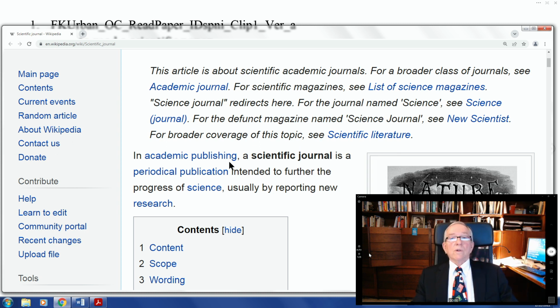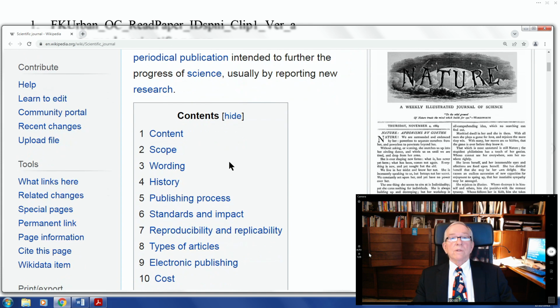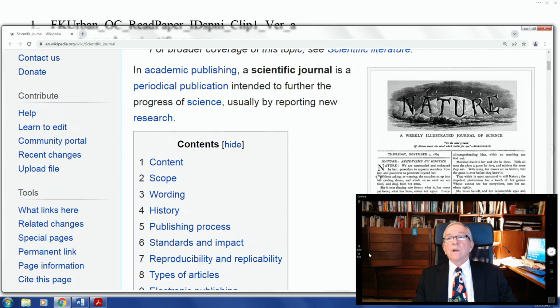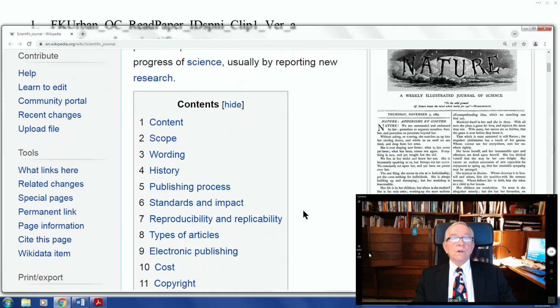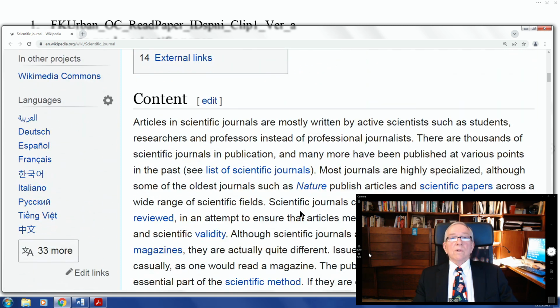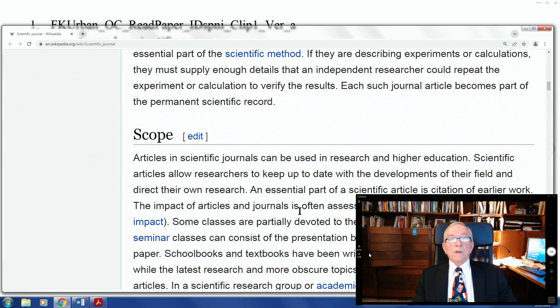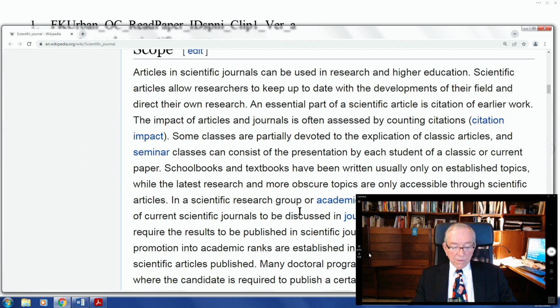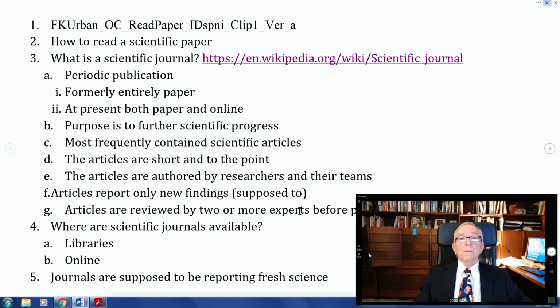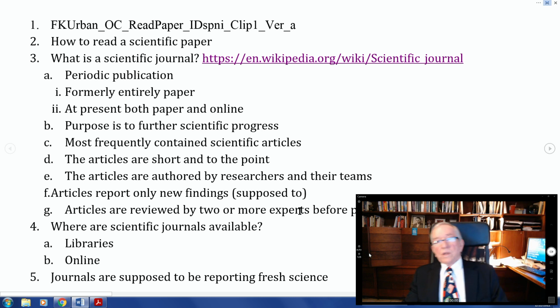If we take a look at the rest of this article, we can see it has information about standards and wording. Here's a paper from Nature, which is a journal, and it talks a little bit about the content, scope, and so on. My plan here is to do a better job than that article and tell you a little more detail, not necessarily better, more detailed.